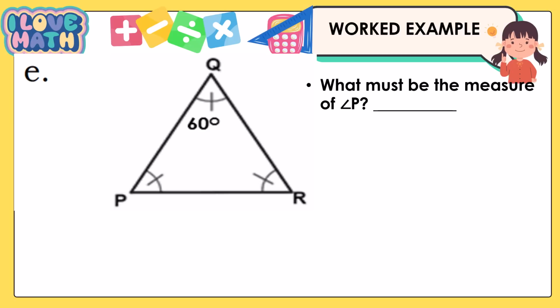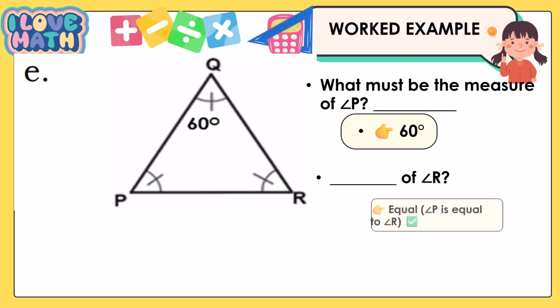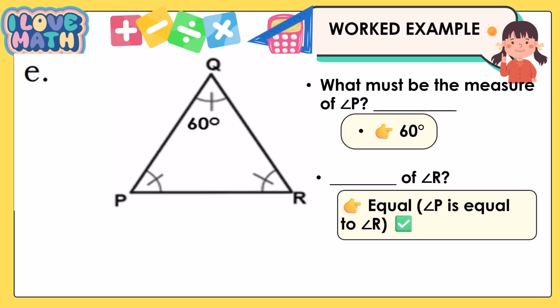Letter E. What must be the measure of angle P? The answer, 60 degrees. How about angle R? The answer, equal. Angle P is equal to angle R.